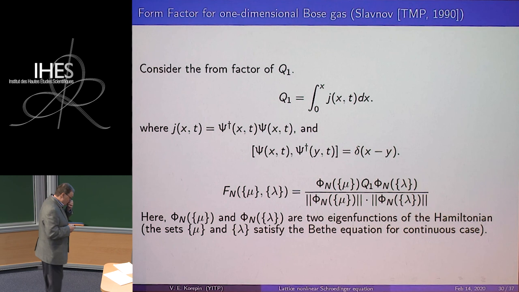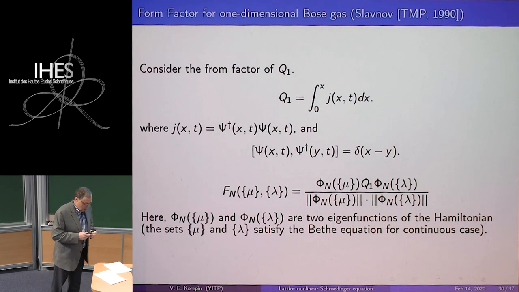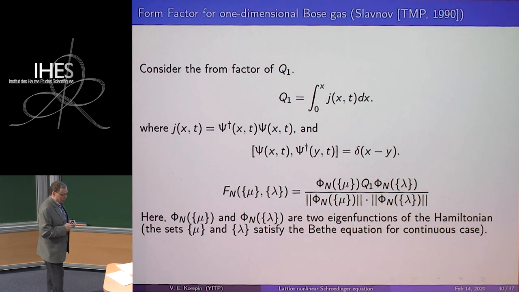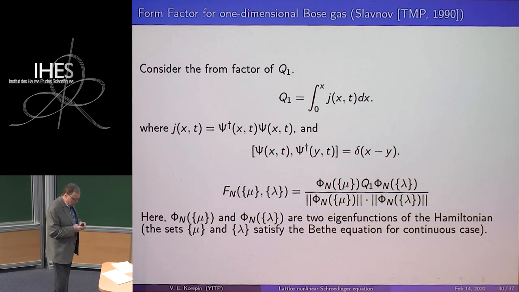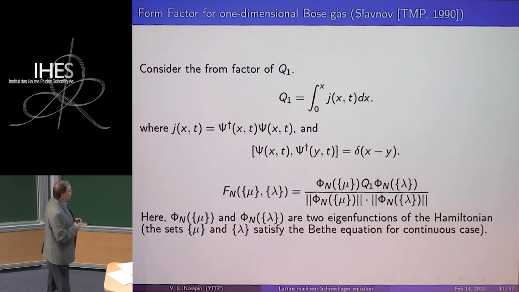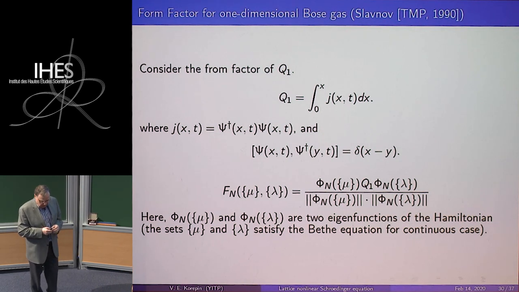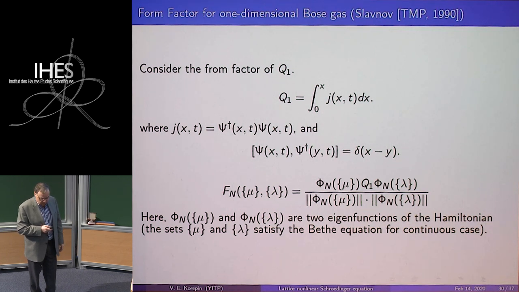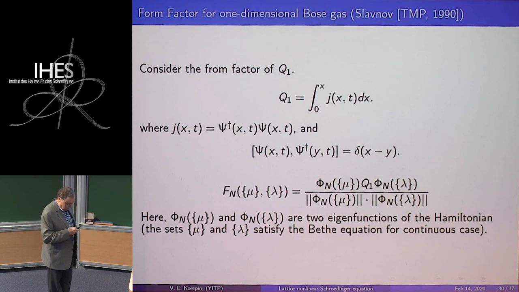Okay, so now I'm actually moving to form factors. Before that, as I mentioned, the square of the norm is given by this Gaudin formula, but the determinant form factors behave similarly in the continuous and the lattice case. So I will explain. First, I will remind what happens with the form factors in the continuous case. I mean, they don't exist. The answer is negative. But the behavior is similar on the lattice and the continuous case.